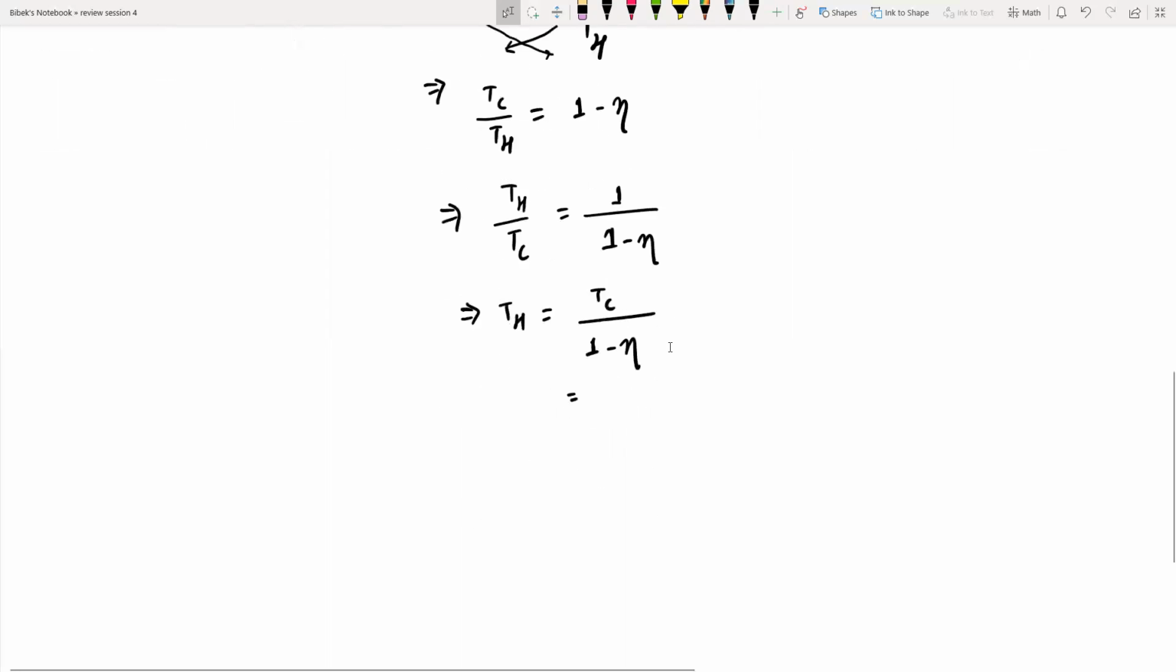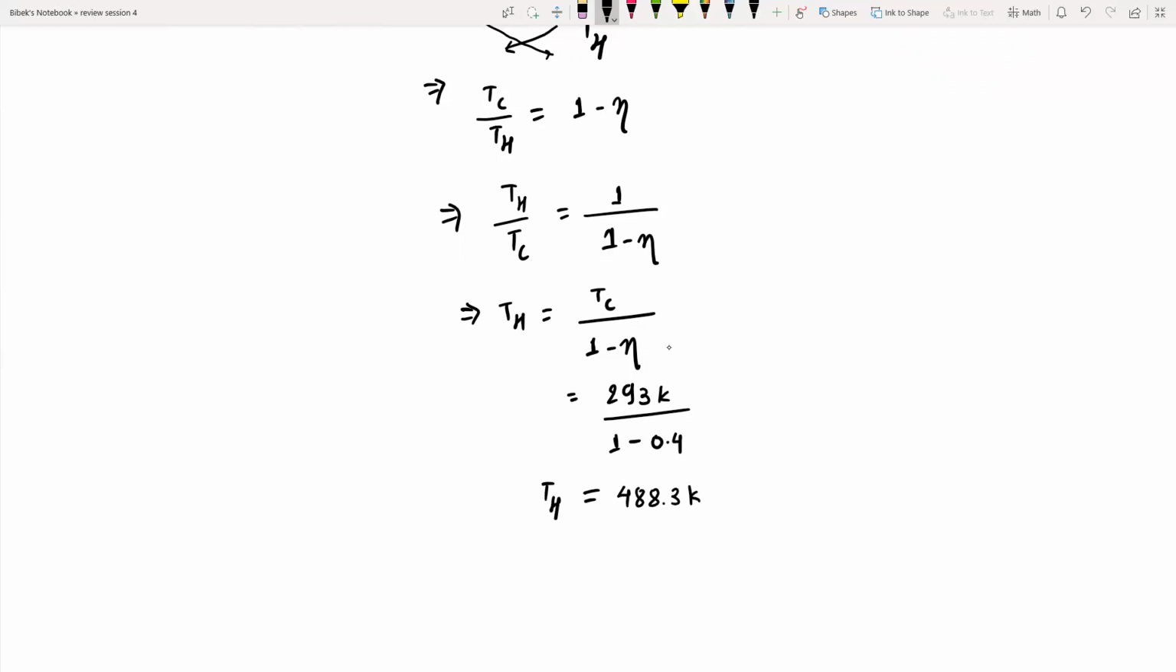So that is 293 Kelvin over 1 minus the efficiency. Use your efficiency as a number, not as a percentage. If you calculated your efficiency in percentage, then divide it by 100. Since you are using Kelvin, you will get the answer in Kelvin, so Th is about 488.3 Kelvin.